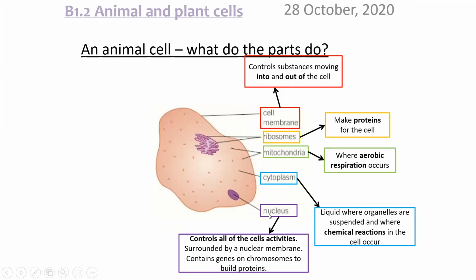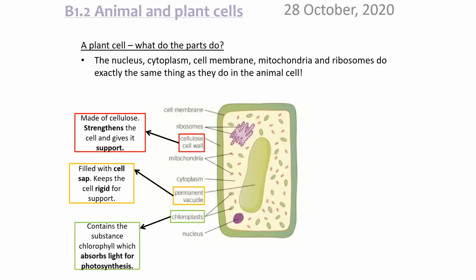And nucleus, right now, we'll be able to guess this one, controls all the cell's activities. It's surrounded by a nuclear membrane. It contains the genes and chromosomes to build proteins. All your genes and things like that, DNA, they're all in the nucleus. Let's see that for a few seconds. You're going to pause it.